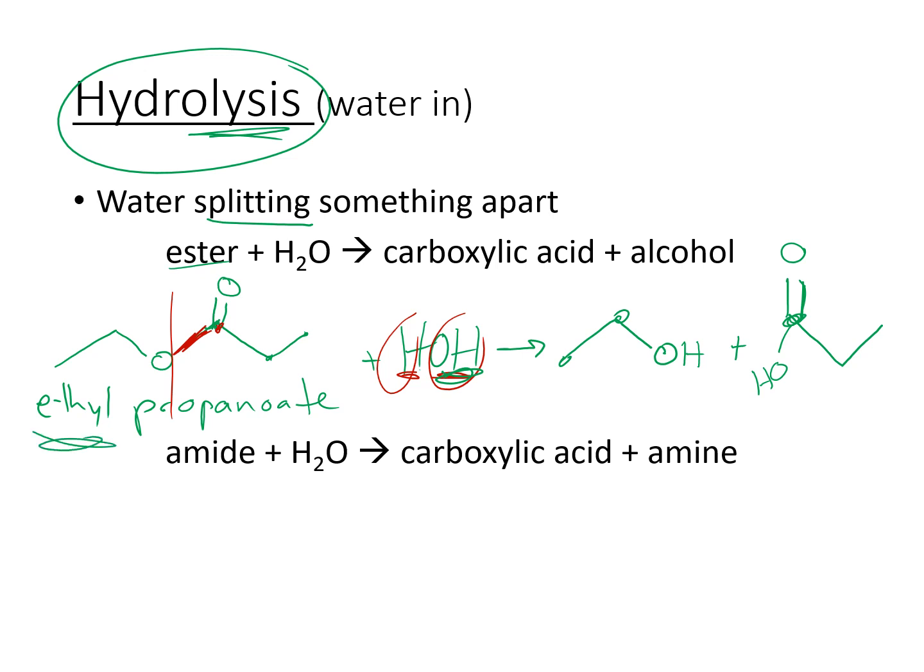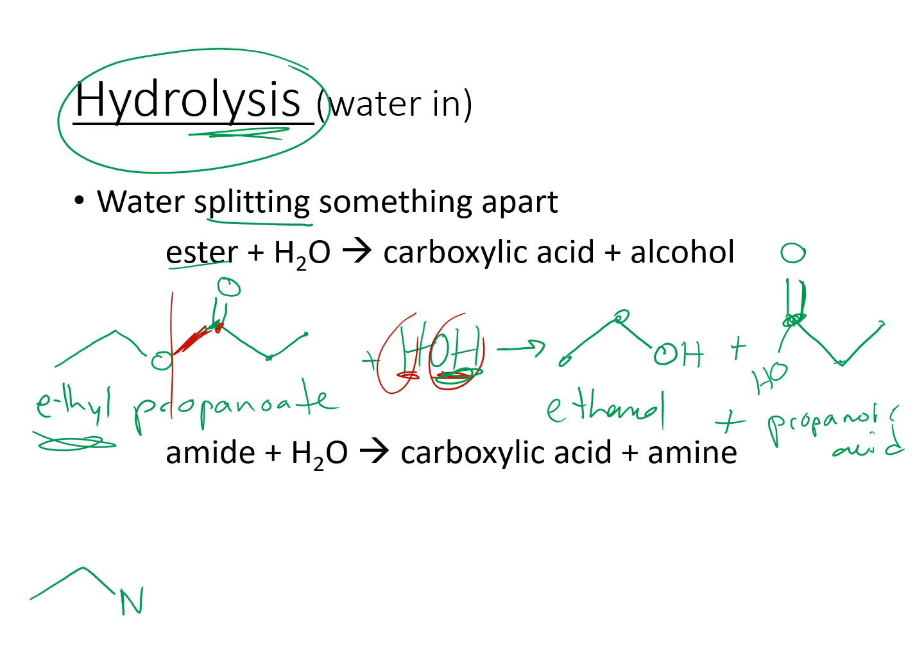The used to be an ethyl branch of the ester is now ethanol, and we've produced this 3-carbon now carboxylic acid. So this would be propanoic acid. So this is a splitting of an ester using water, hydrolysis. You can do the same thing with an amide. So let's use a similar example. So let's choose an amide.